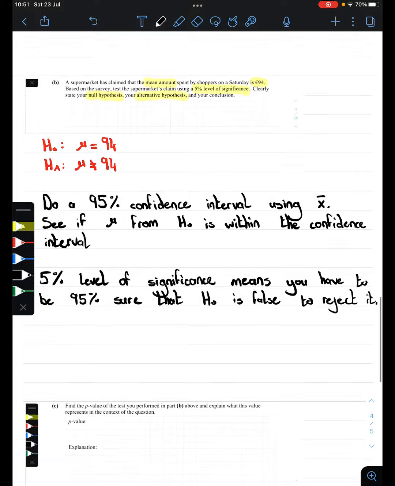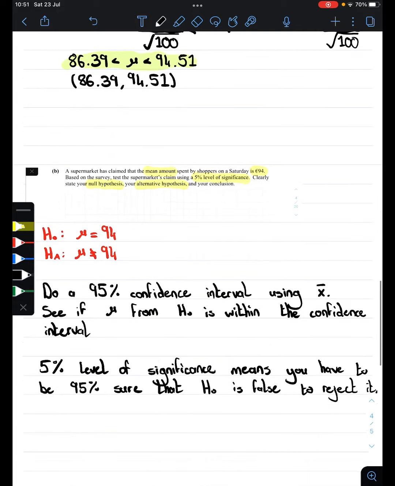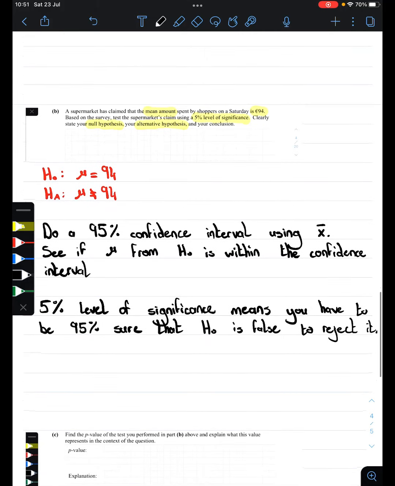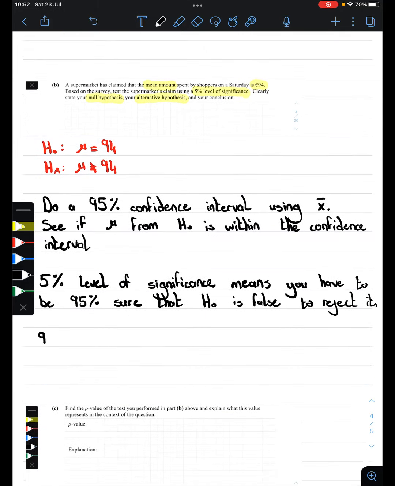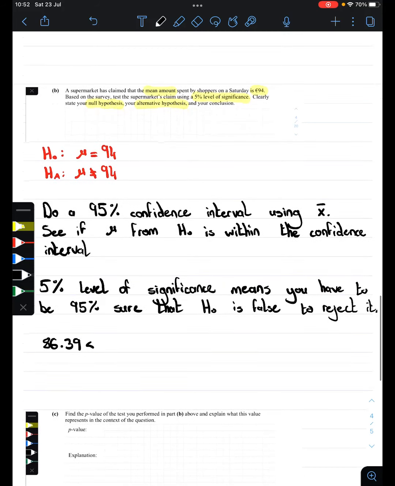Okay. And what you do in a confidence interval is say we are 95% confident or 95% sure that the true mean is within this interval. Okay? And so 94, actually let's just write it like this. 94 is within, it is between 86.39 and 94.51.